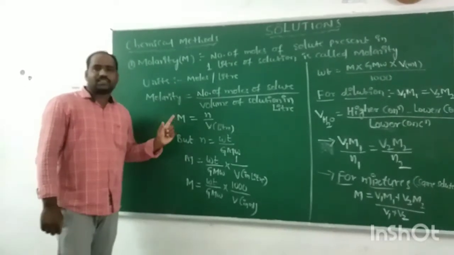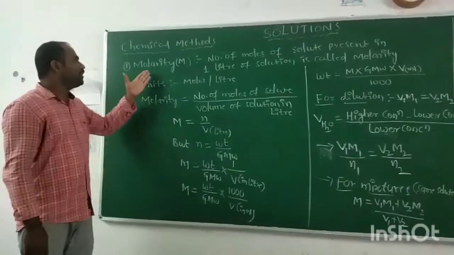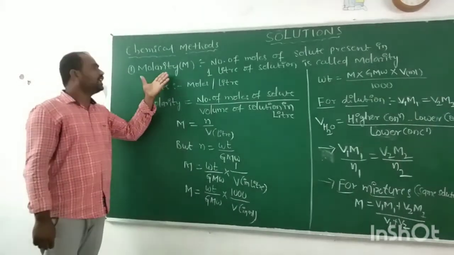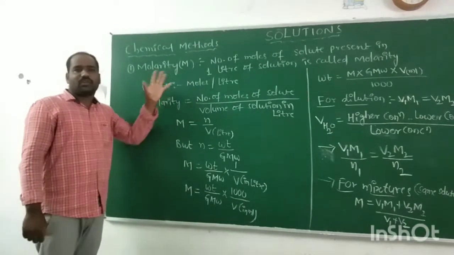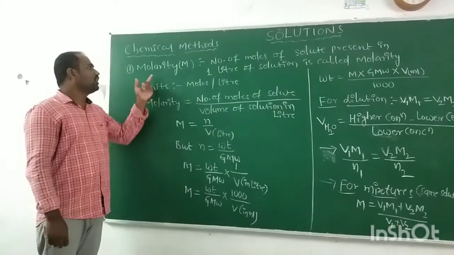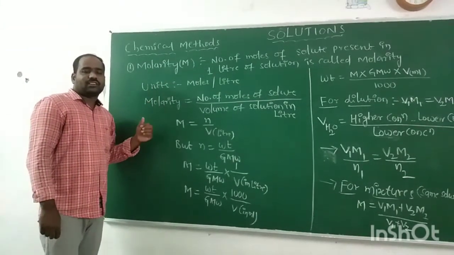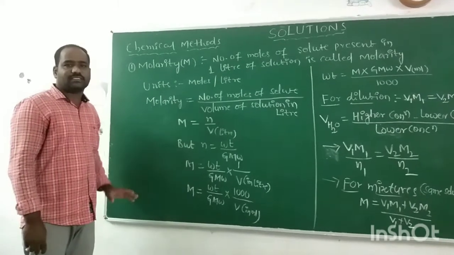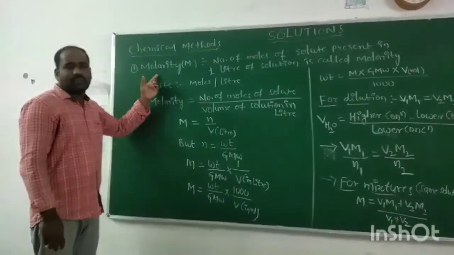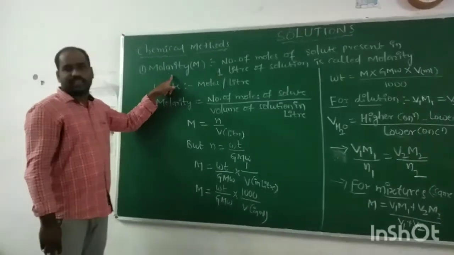Now we are going to discuss the chemical methods. We have also four types of chemical methods. These four types of chemical methods are important for the calculation part. First one is molarity, second one is normality, third one is molality, fourth one is mole fraction. Now we are going to discuss the first chemical method, that is molarity.